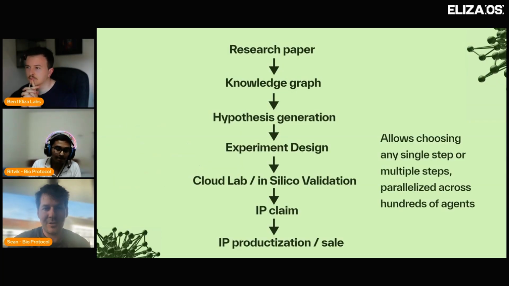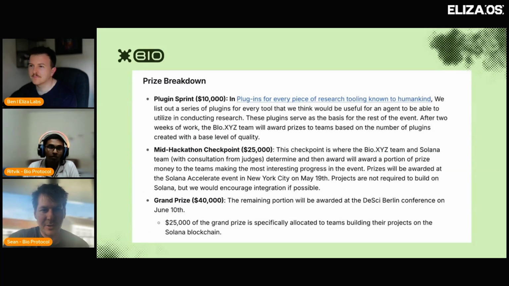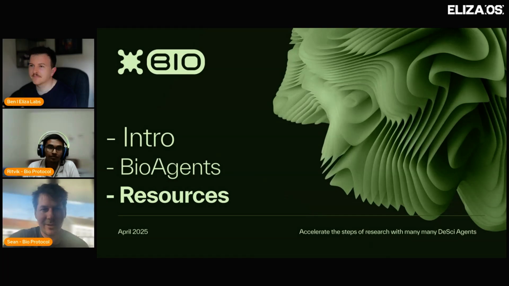This is just an overview of the scientific method and how it maps to what the agent is doing. And we have, as we said, a long-running hackathon where the total in prizes is 125K. And we just want to see scientific outcomes coming from these agents. I know this is on YouTube, so I'm just going to quickly go through these. This is more about the hackathon.